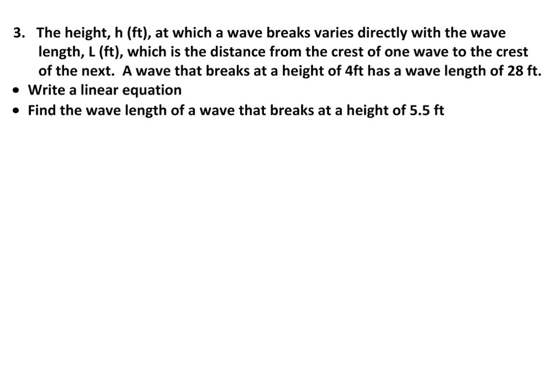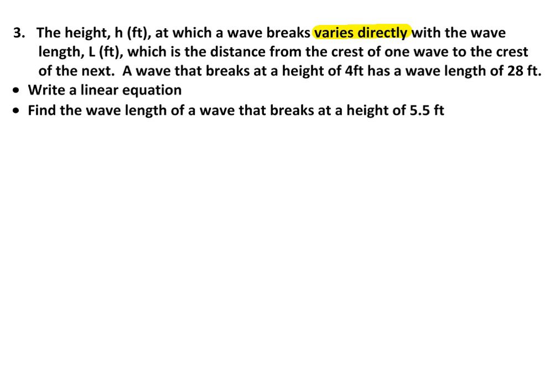Usually on a quiz or a test, though, I'm going to give it to you as a word problem. But the work we just did is the work you're going to have to see on these word problems. We just have to write the equation first. So let's go through this first one. The height, h, in feet, and knowing the units is important, at which a wave breaks varies directly with the wavelength L in feet, which is the distance from the crest of one wave to the crest of the next. It's kind of a mouthful, but the thing you want to look at is that this varies directly. We're going to deal with different types of variation this year, so we know it varies directly.